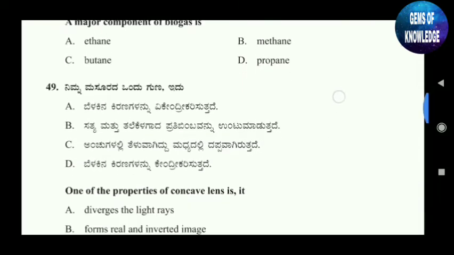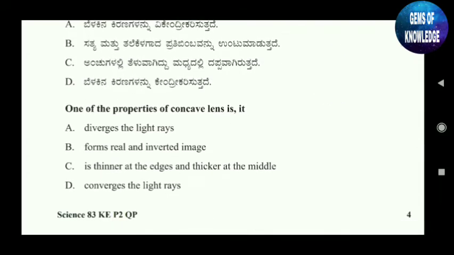Okay, next, moving to 49th. One of the properties of concave lens is, so we should know that a concave lens is always a diverging lens. Whatever rays are coming into it, the rays are diverged. So here the correct answer is A1, it diverges the light rays. This is nothing but the property of the concave lens, that is it always diverges the light rays.